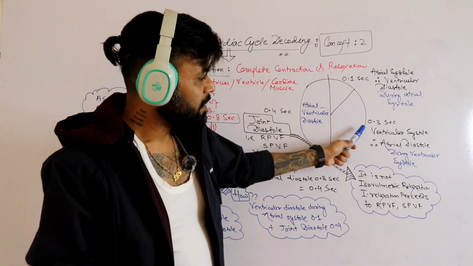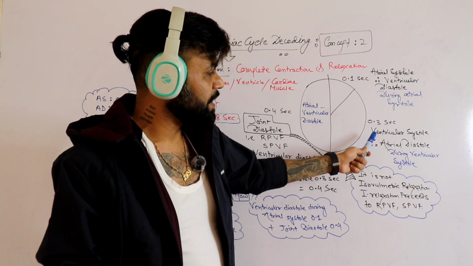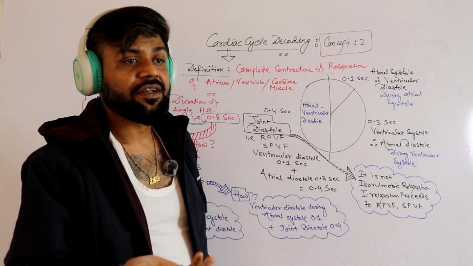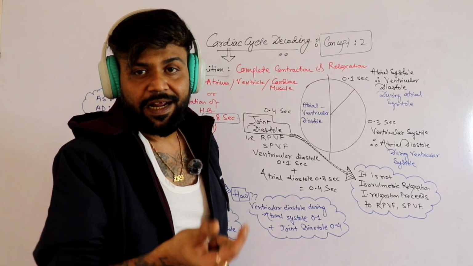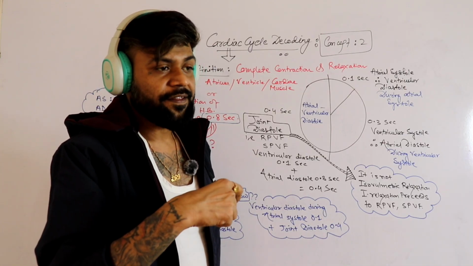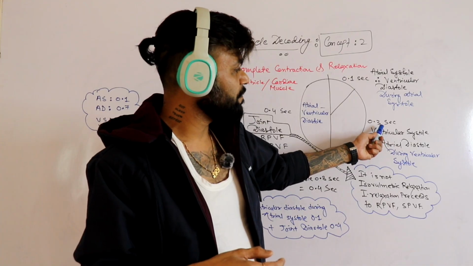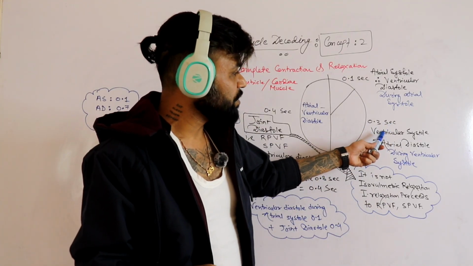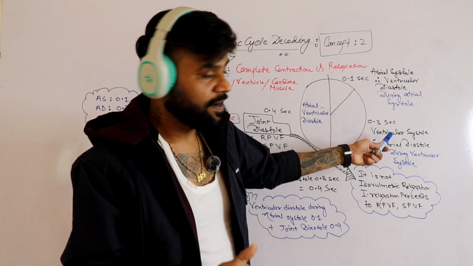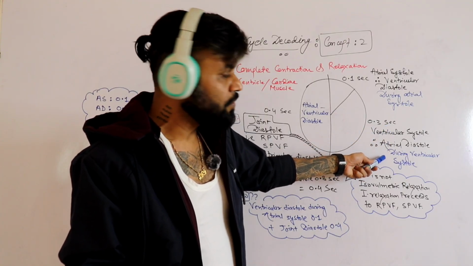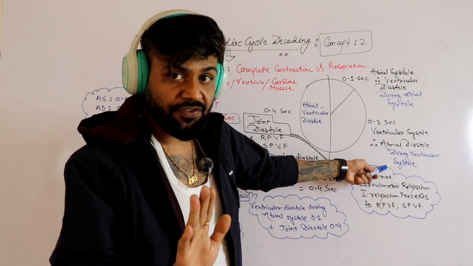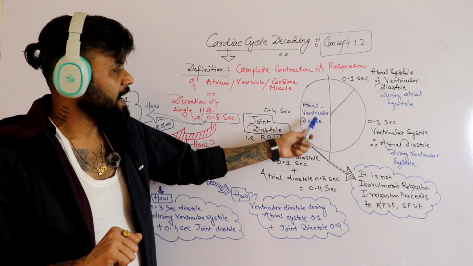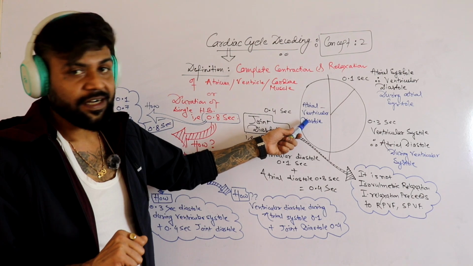Similarly, over here, we can see 0.3 second for ventricular systole. Yesterday, in the last cardiac cycle, I said that ventricular systole takes more time, its duration is more than the atrial systole. So we can see over here, the ventricular systole is 0.3 seconds. Similarly, when the ventricular systole takes 0.3 seconds, at that point of time, the atrium is under diastole during ventricular systole. That is also 0.3 seconds.